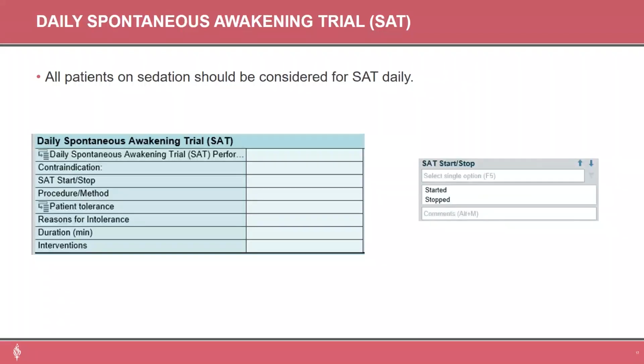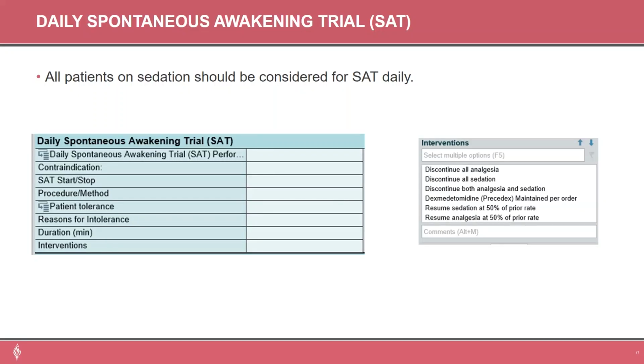In the Start-Stop row, select to document when the Spontaneous Awakening Trial began. Next, select the Interventions row to document how you performed the SAT. Remember to communicate the plan with respiratory therapy. Follow the policy and the order when selecting to decrease or lighten sedation.